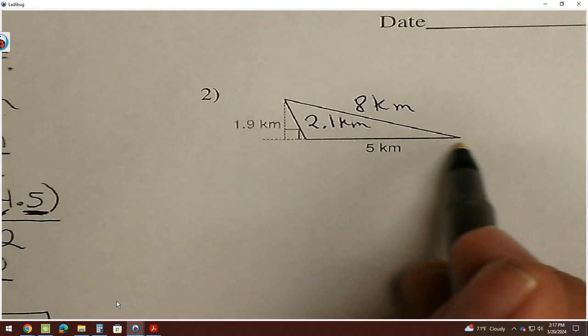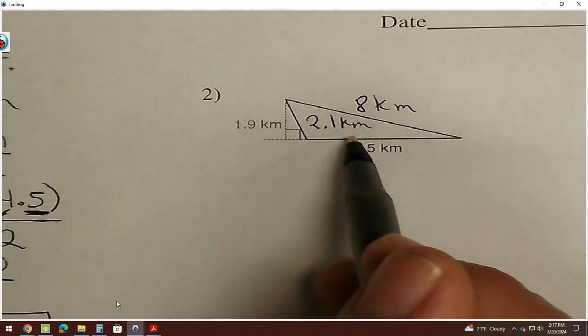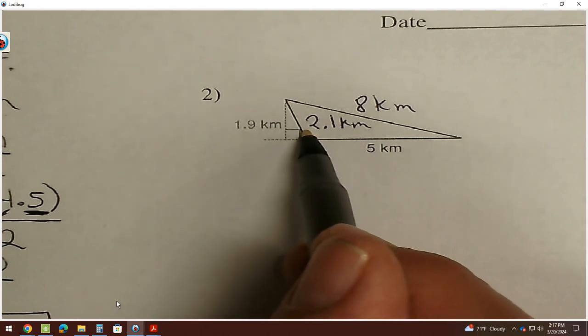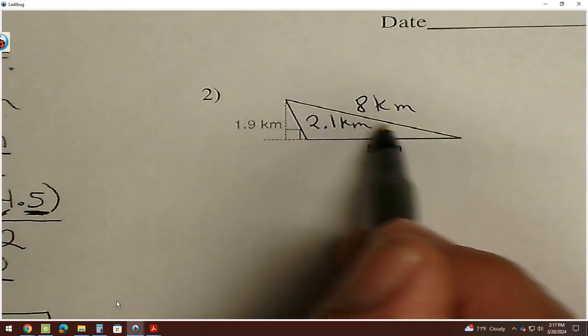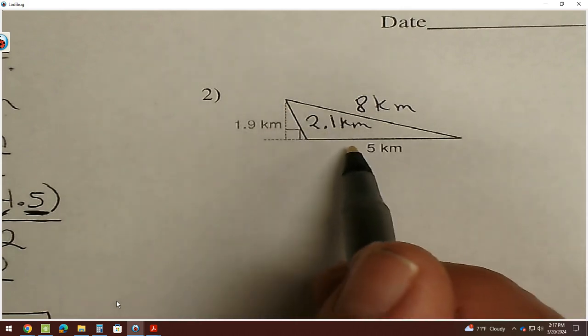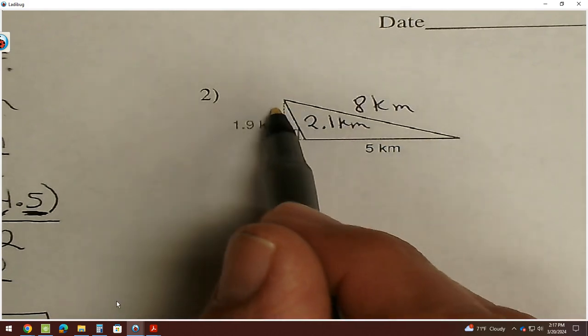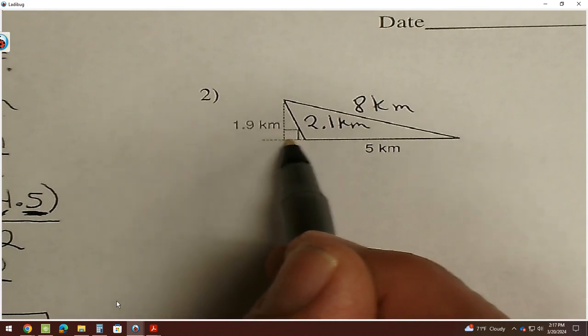So the 5 kilometers with the 8 kilometers, that's not going to work out. The 5 kilometers with the 2.1, that's obtuse. The 2.1 with the 8 kilometers, that's acute. So the only thing that will work out is going to be the 5 with the 1.9. There's your right angle, there's your perpendicular sides.